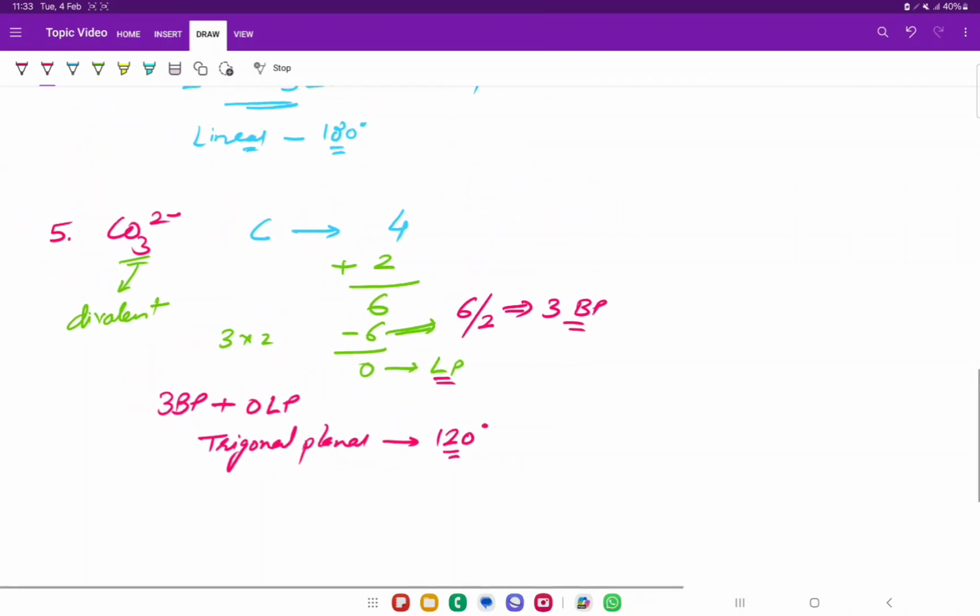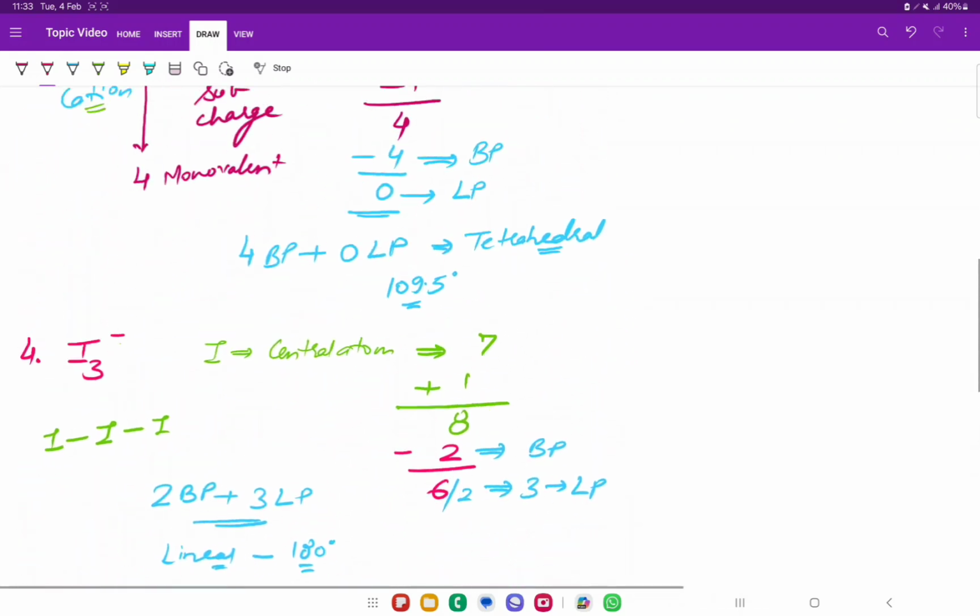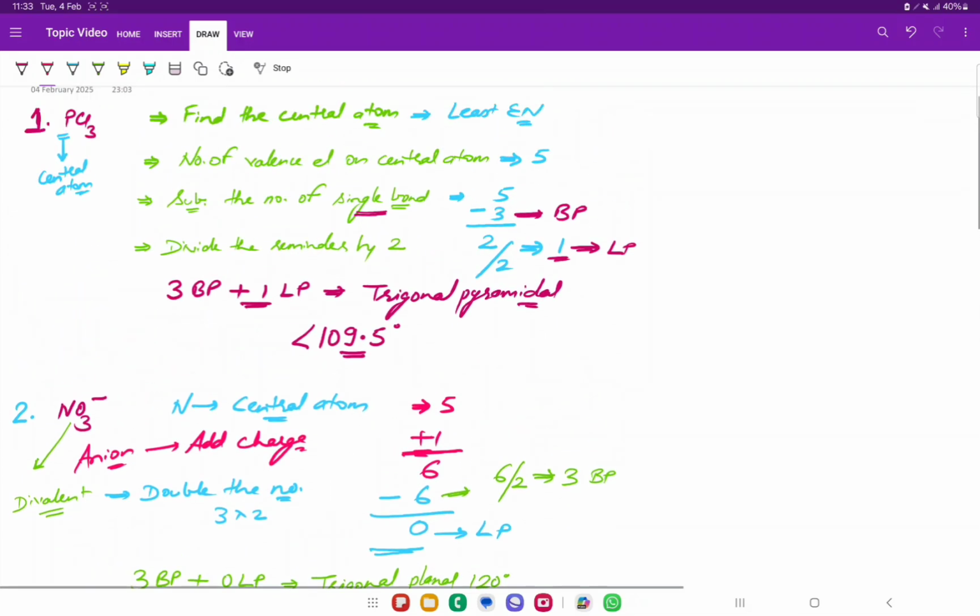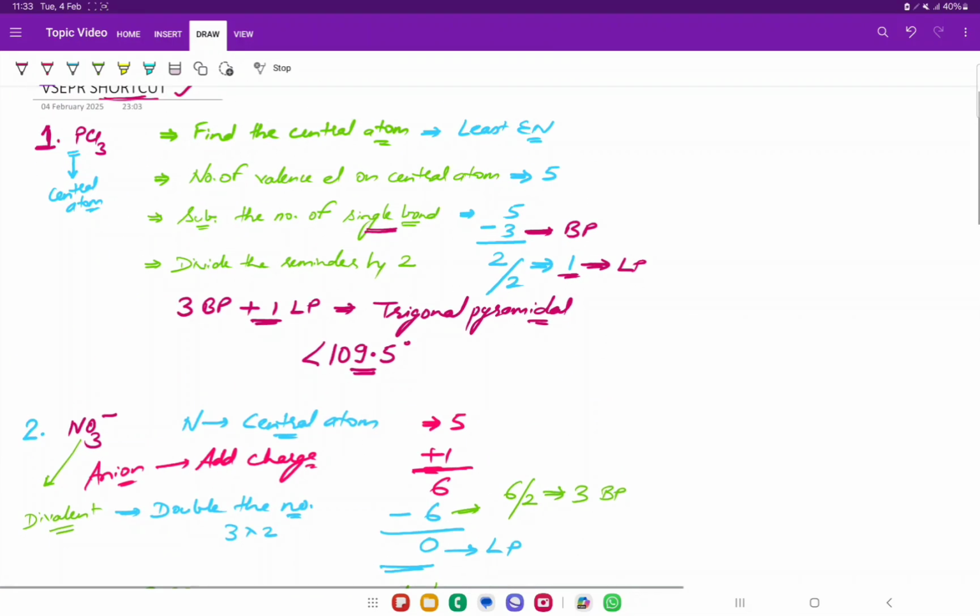Okay. In this way, you can find out the shape and geometry of any molecule without mugging them up or learning them by using this formula.